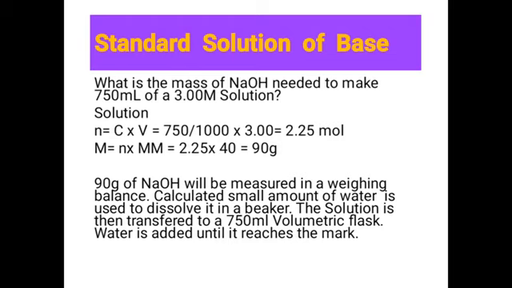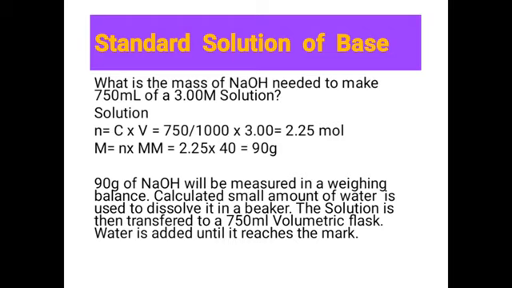Now, another way to prepare standard solution, apart from the ones that a question may come like and ask you: what is the mass of NaOH that is needed to make 750 ml of a 3.00 molar solution? How do you do that? The first thing to do is to convert the concentration and whatever information that is needed to mass.